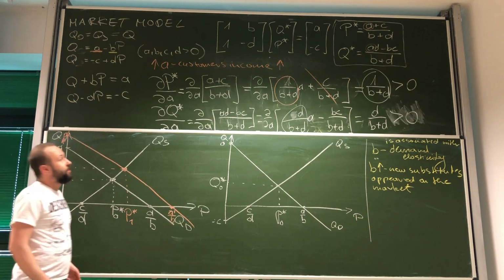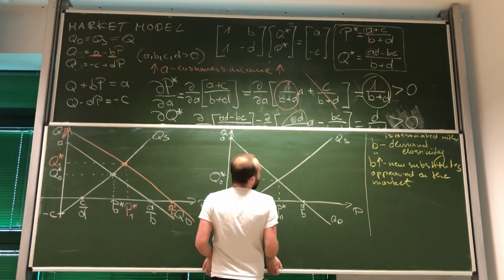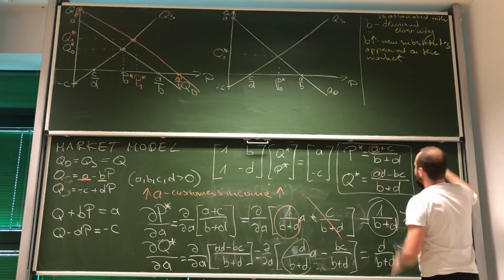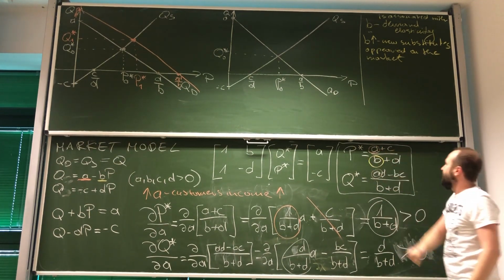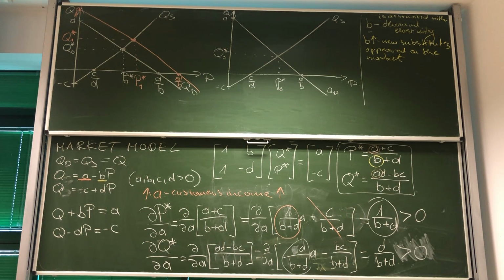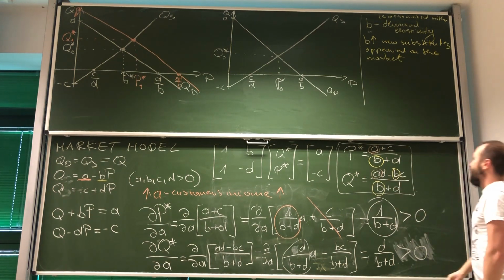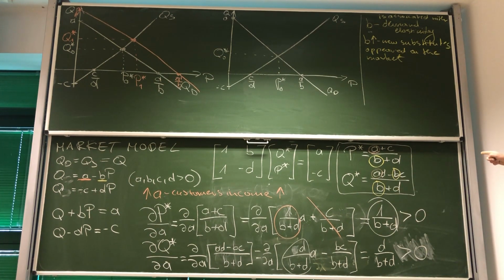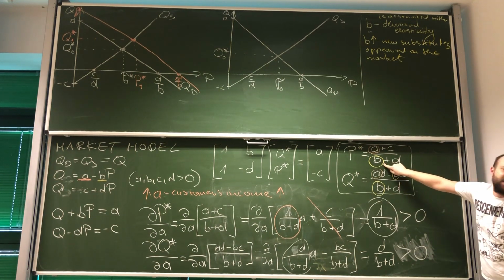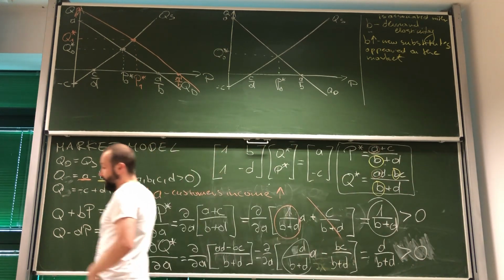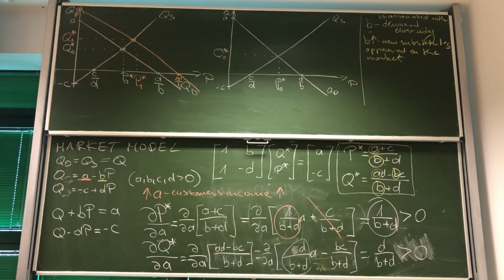Okay, and look, B, just like A, appears in the solution for the price, the equilibrium solution for the price, or for quantity. And look, the thing that's going to give us a little trouble is that it appears in the bottom, which means that we will have to use the quotient rule.